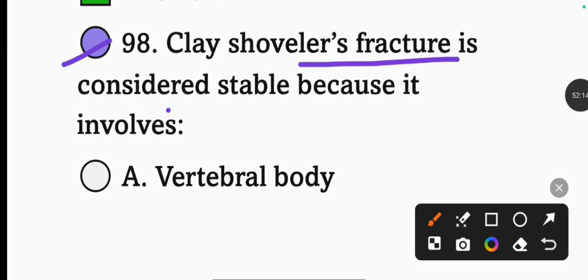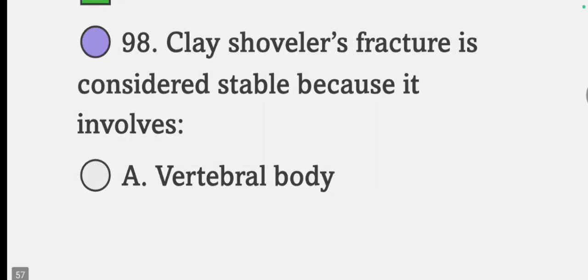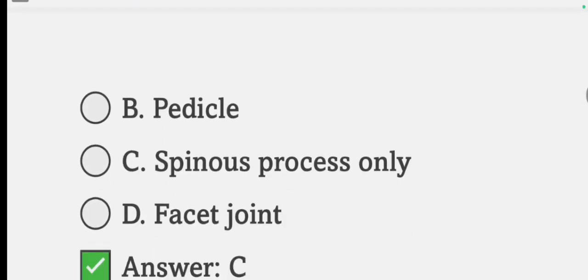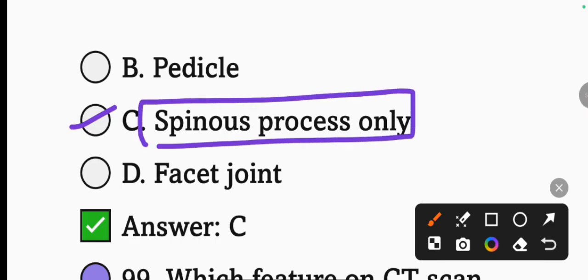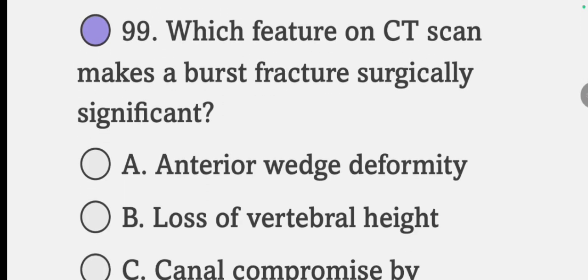Now come to question 98. Clay shoveler fracture is considered stable because it involves what? Clay shoveler is an avulsion fracture of the spinous process, commonly in the lower cervical and upper thoracic region. It does not involve the vertebral bodies or the canal. Only the spinous process is involved. So option C, spinous process only, is the correct option.